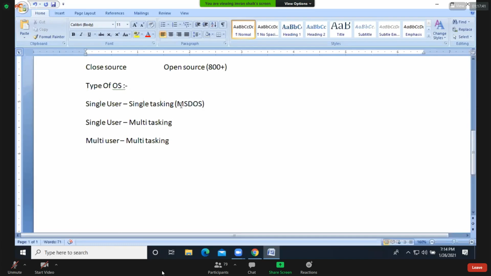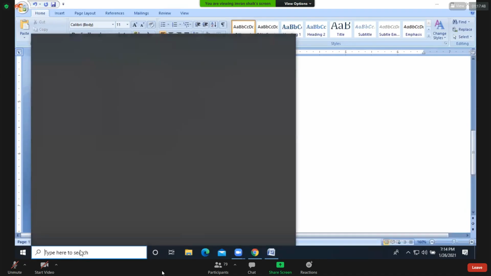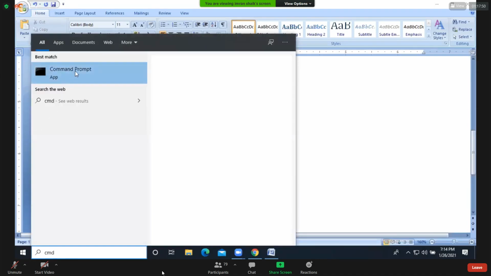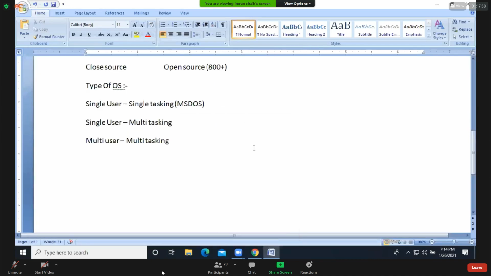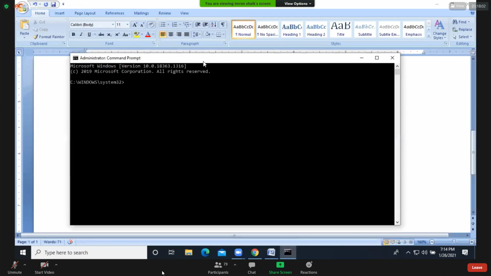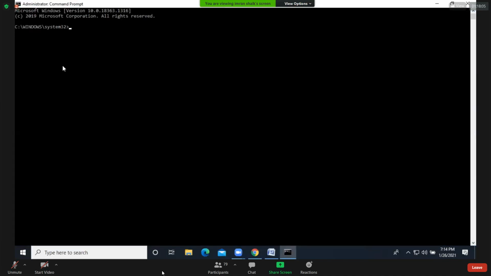So single user, single tasking, the best example, Microsoft Disk Operating System. Because coming to DOS, generally we are going to open the CMD. No? If you open the CMD, you will get one black screen. The DOS will look like this. So it doesn't have any user concept here. Only we get one prompt. We are going to execute only one command in front of this prompt.